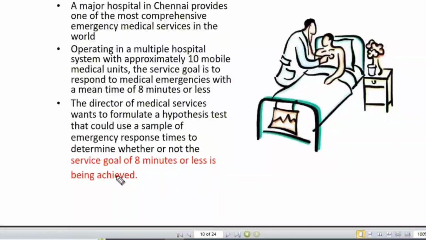Now, if you take this same example, a service goal of less than 8 minutes, is it getting achieved or not? This is the situation for the null hypothesis. What is the null hypothesis? Mu is less than or equal to 8. H1 is mu greater than 8. Now you have it like this. You take one side actual and one side predicted. Whichever side you prefer. Let me write this side predicted and this side actual.